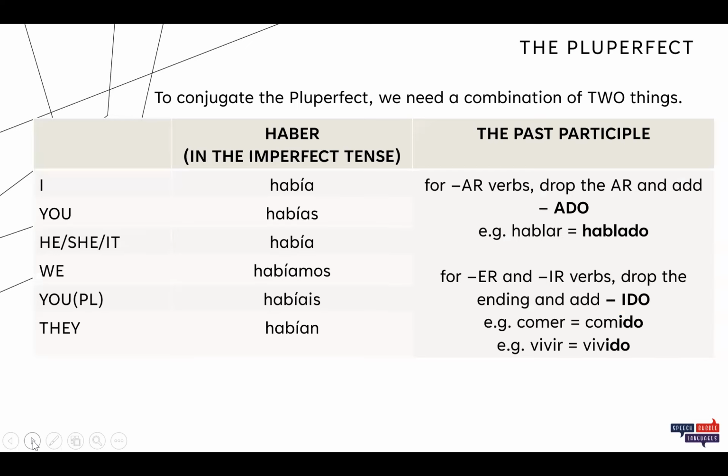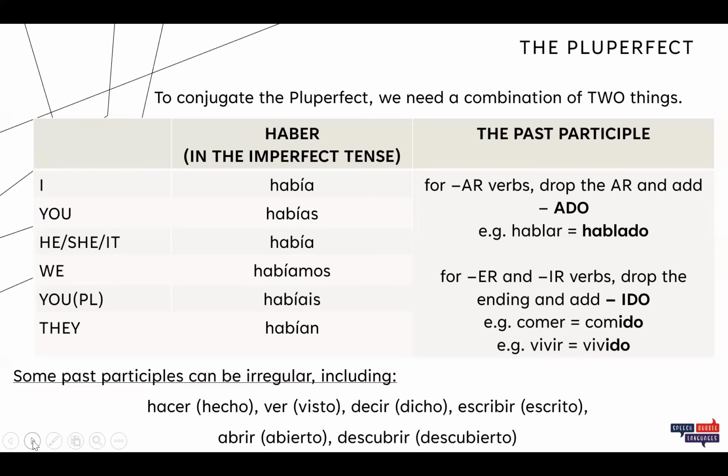For AR verbs, you drop the AR and you add on ado. So for example, the verb hablar would become hablado. For ER and IR verbs, you drop those endings off and we add on ido. So for example, comer would be comido and vivir, vivido. There are some participles that are irregular, including a very common one, the verb hacer, which looks like hecho in the past participle. Ver becomes visto, decir, dicho, escribir, escrito, abrir, abierto, and descubrir, descubierto.